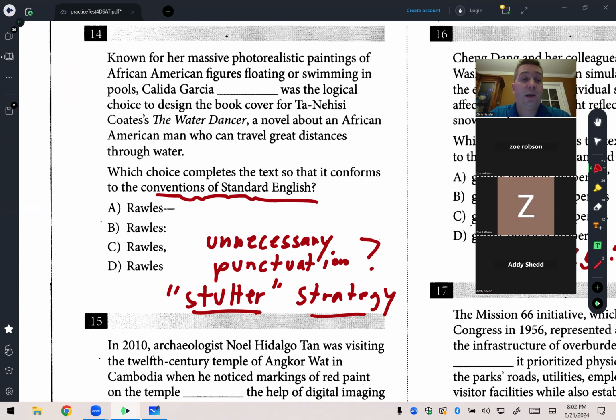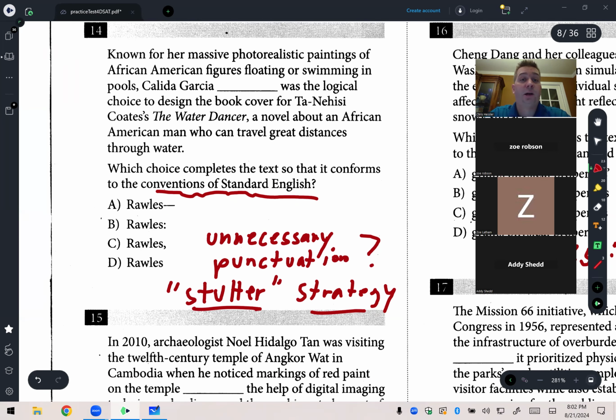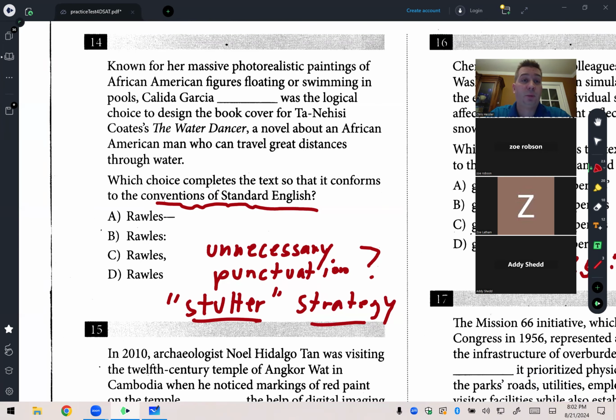I'm going to try to really exaggerate the pause. Let's see if it fits. Let's see if it seems like a stutter, something that wouldn't naturally be there. Known for her massive photorealistic paintings of African American figures floating or swimming in pools, Kalida Garcia Rawls was the logical choice to design the book cover for Ta-Nehisi Coates' The Water Dancer, a novel about an African American man who could travel great distances through water.